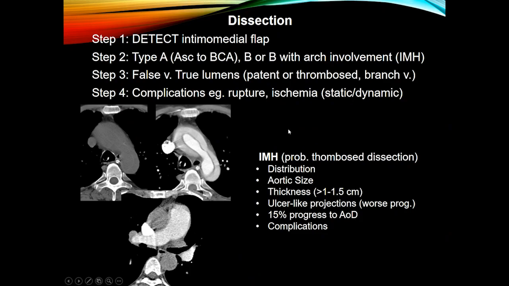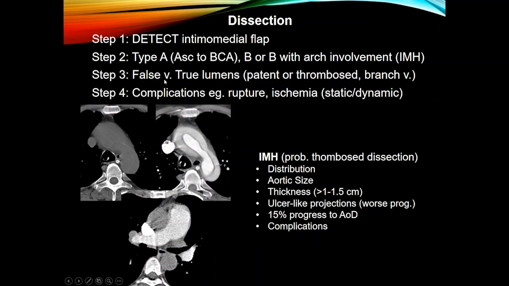Just as a reminder, what you really want to do for dissections and intramural hematoma is very important. You recognize that there's a flap or recognize that there's intramural hematoma. Then you really want to classify it as type A, involving the ascending to the brachiocephalic artery, type B, or some sort of in-between type B with some arch involvement. That's very important. That's the most important thing that will help them decide what the management should be and how urgent it is to intervene.